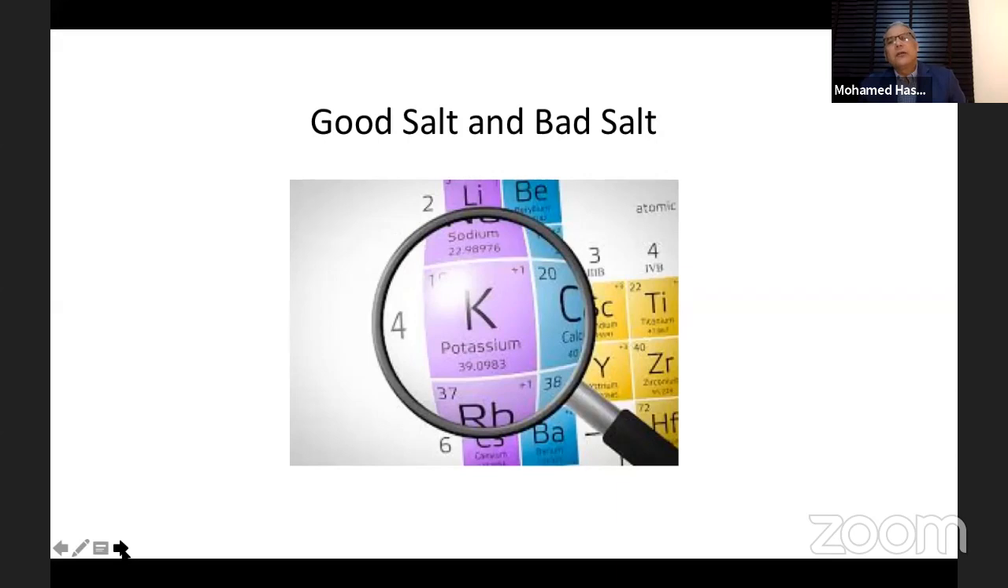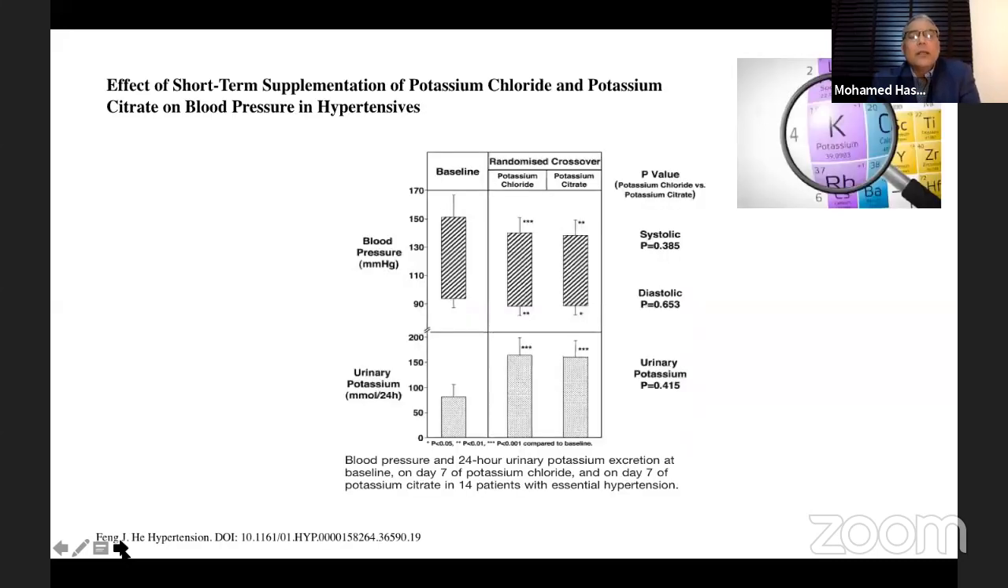So the question now is about potassium. Are all salts that we take and eat on a daily basis bad? Well, apparently not.